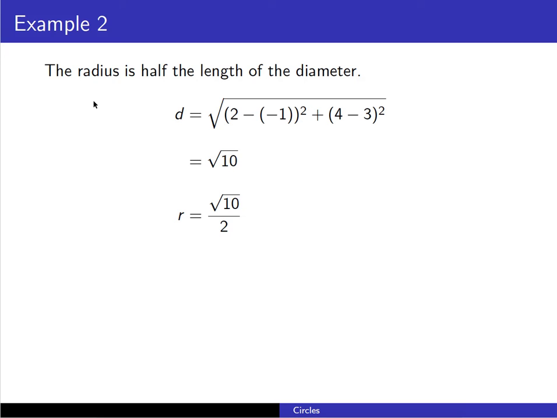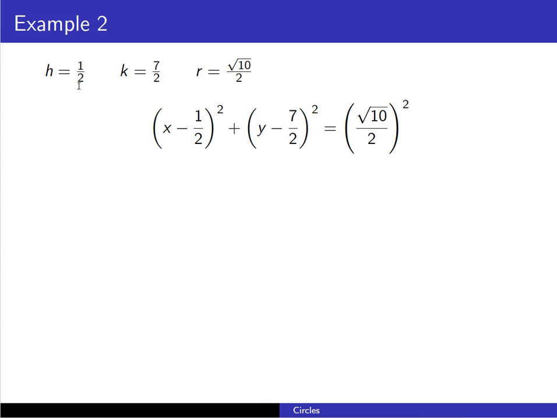So we have our h and k from the previous slide. We have our value of r from this slide. So with h at 1/2, k at 7/2, and r as the square root of 10 over 2, we have x minus 1/2 in parentheses squared plus y minus 7/2 in parentheses squared equals square root of 10 over 2 squared.